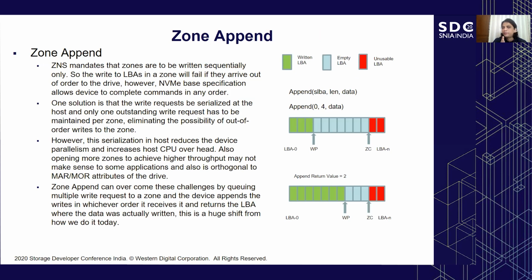So the writes to an LBA in a zone will fail if they arrive out of order to the drive. What I'm trying to say is, we issued a write to LBA 0, then we issued a write to LBA 1, then we issued a write to LBA 2. Now, for some reason, it can happen that the write request to LBA 2 came to the drive first. The drive processed that one first, since the NVMe base specification allows the device to complete commands in any order. The NVMe base specification says that you can process them in any order that you get them.